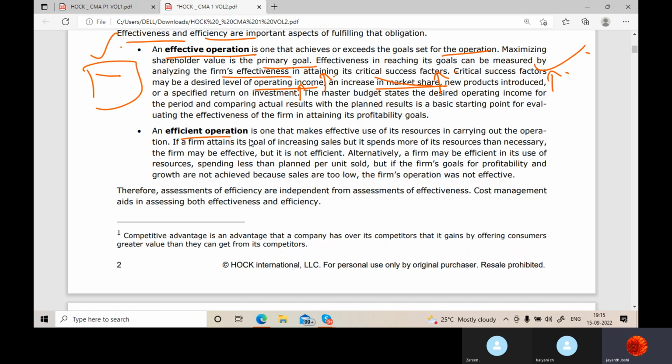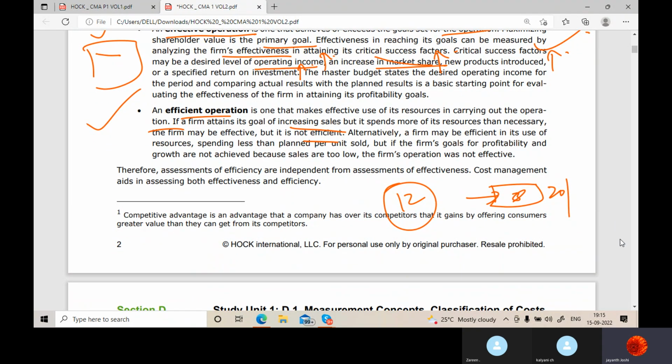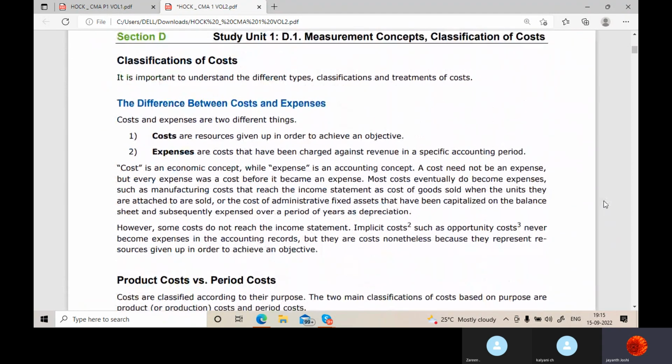And also efficient operation, that is one that makes effective use of the resources in carrying out the operation. So how well you use the resources to carry out your operations and to achieve your goals. If a firm attains its goal of increasing sales but spends more of its resources than necessary, then it is not an effective way of achieving what you have desired. It's not efficient. For example, if the company promises you a mileage of 20 kilometers per liter and the car gives just 12 kilometers, it's not efficient, so you should go for a more fuel efficient car, correct? So effectiveness and efficiency are very important.